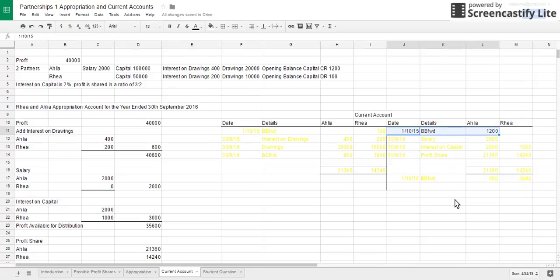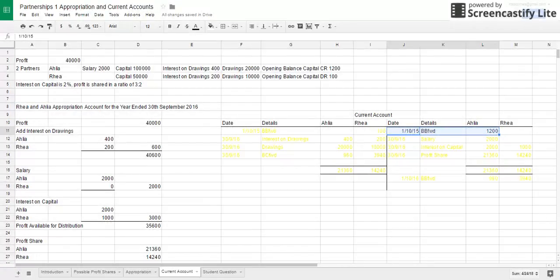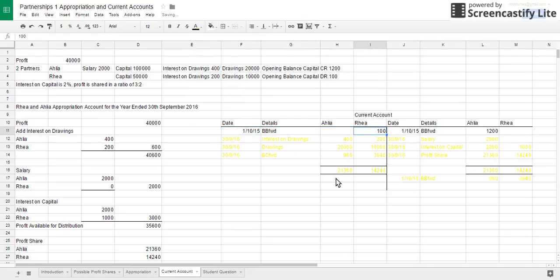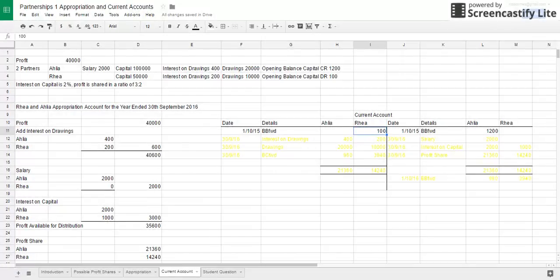And what that means is that Alia hasn't taken out all of the profit she was entitled to at the start of the year from previous years. So Alia is actually owed $1,200 by the business, whereas Ria's not been quite so good. Ria has a debit balance, and what that means is that Ria has actually taken out $100 too much. Okay, so Ria, if the business was to cease trading on the 1st of October 2015, would have had to put $100 into the business.